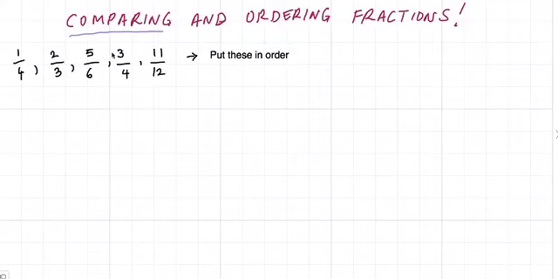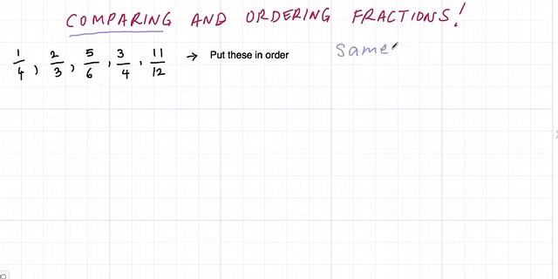All right, so we're going to compare and order fractions. In order to do that, we need to make sure we're comparing things that are the same. What I mean by the same is they have to have the same denominator. Otherwise it's like comparing apples and oranges. If you've got something like this where you've got fourths, thirds, sixths, you can't compare them very easily.